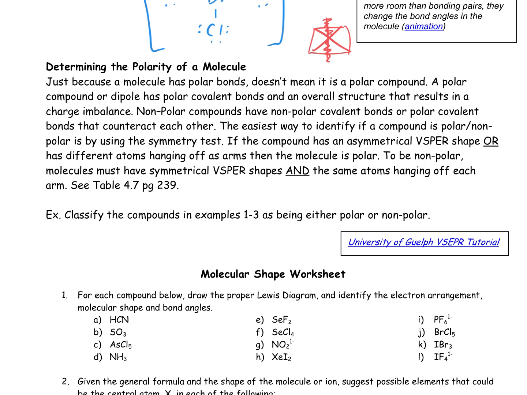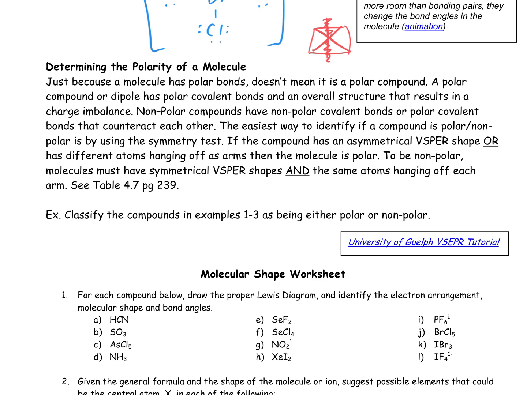Now, just because a molecule has polar bonds in it doesn't mean necessarily that it's a polar compound. A polar compound, also known as a dipole, has to have at least one polar bond in it in order to get a charge imbalance. But the polar bonds need to be arranged so that they don't counteract each other. And nonpolar compounds could have all nonpolar covalent bonds in them, or polar bonds that cancel each other out.